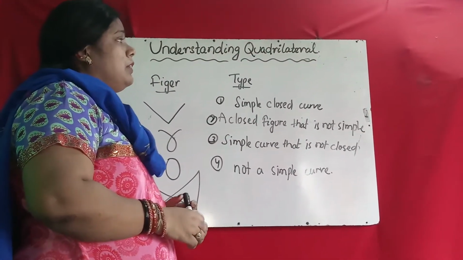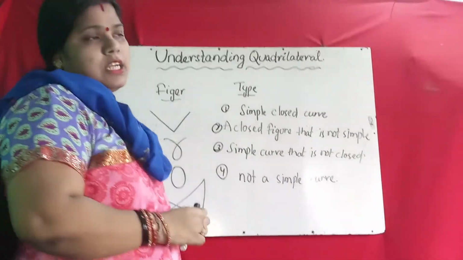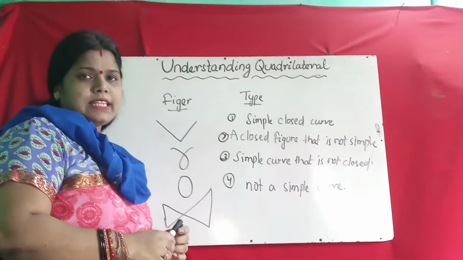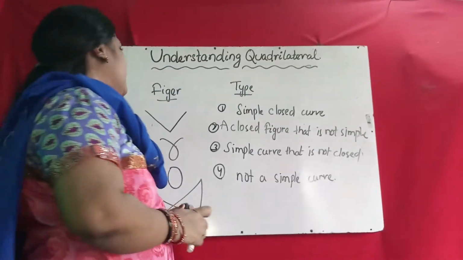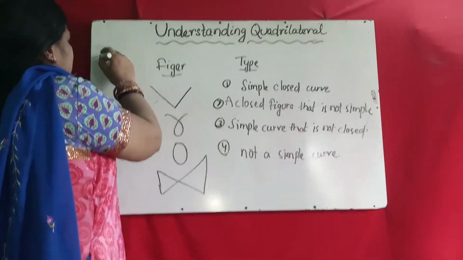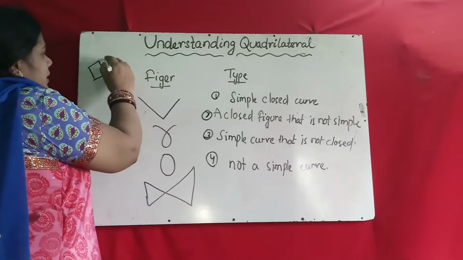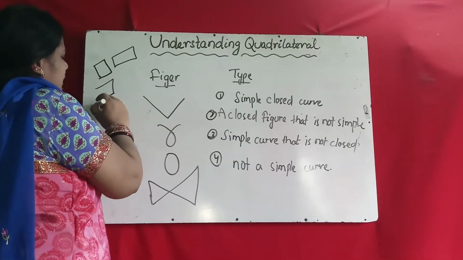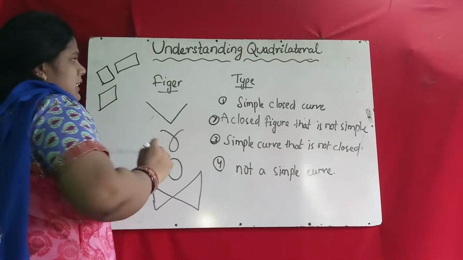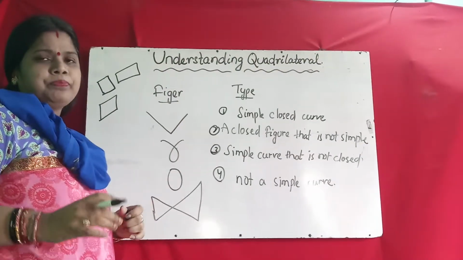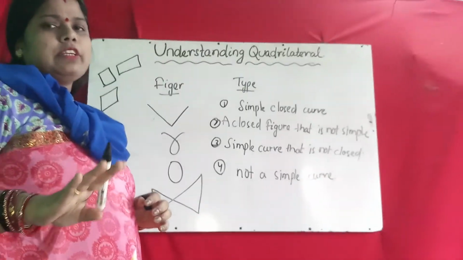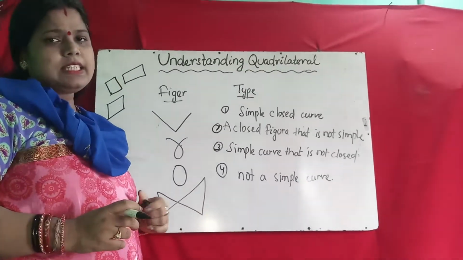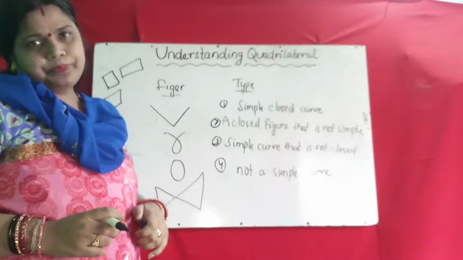So, what are quadrilaterals? Quadrilaterals are closed figures made of 4 straight lines, meaning any type of quadrilateral. In quadrilaterals there is a square, rectangle or parallelogram, whatever you know from previous classes. So quadrilateral means a closed figure which has 4 sides. They are called quadrilaterals, and we read about quadrilaterals in this chapter.